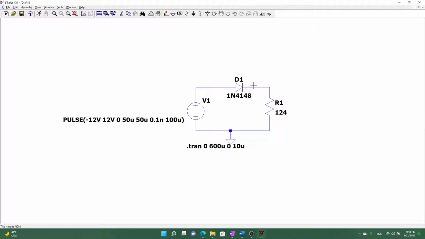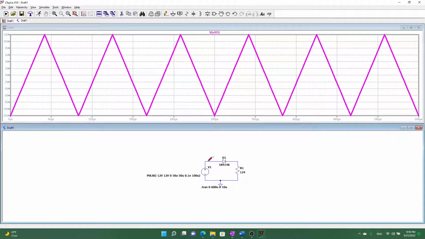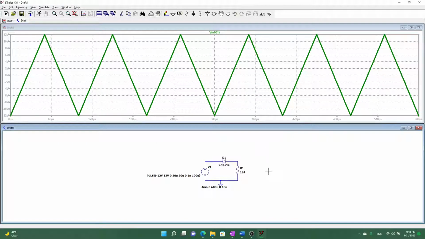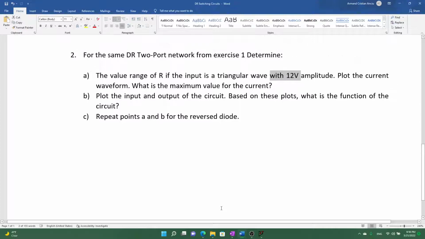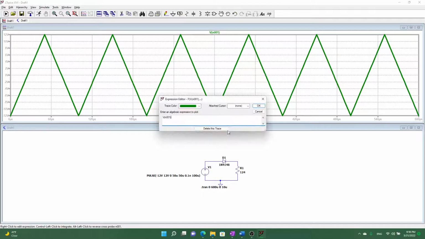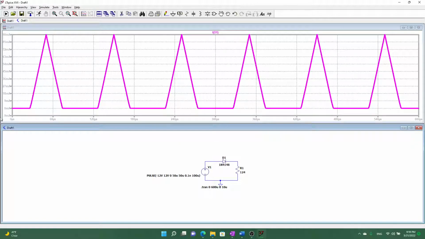You see that our analysis changes. We click on run, and now we should have a stable voltage input as a triangular waveform, which is exactly what we are obtaining here. It looks very nice. This is the input of our circuit. However, at point A, we're asked to plot the current through the diode. So I'll delete this trace, right click on the diode, and this is the current waveform through the diode.